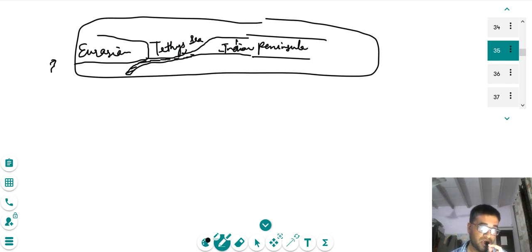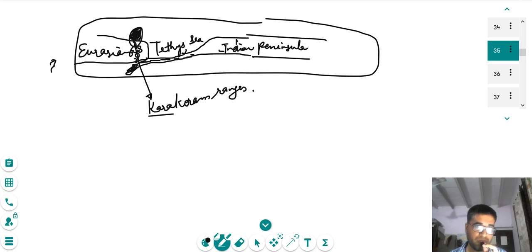Now when this oceanic plate was subducting, andesitic lava came out, and this lava formed the crystalline axis. This crystalline axis formed the first ranges, which are the Karakoram. So this was the first stage.